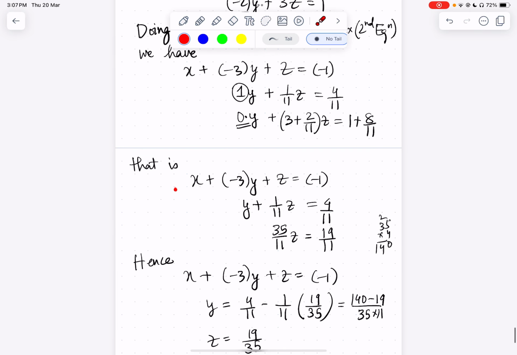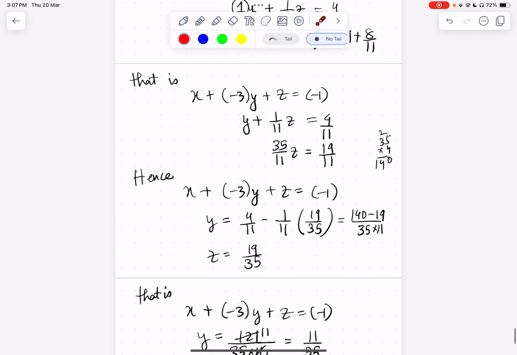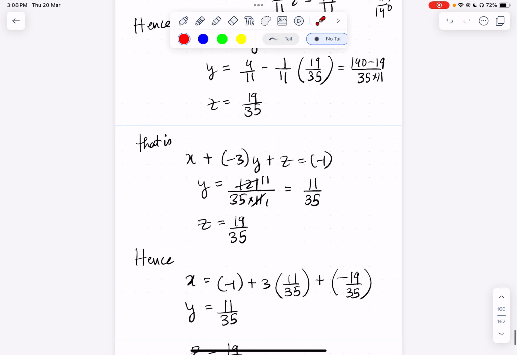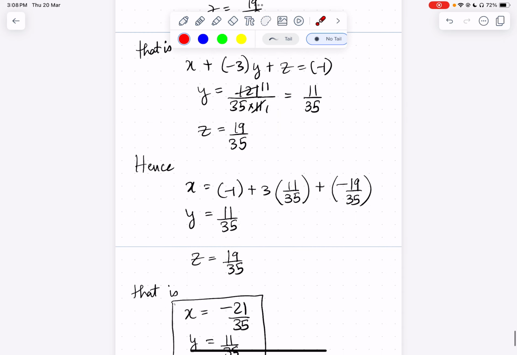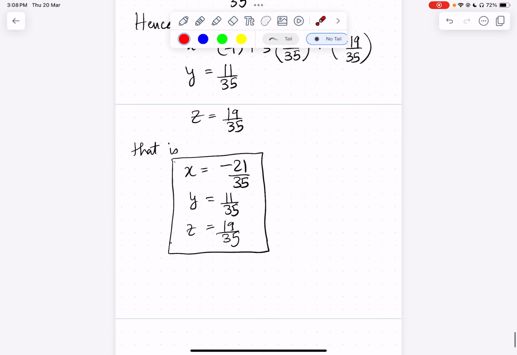So we got a system of this form. Now it is simple. From this system, from the last equation, we immediately get z, and from the second equation, we get y value, and from the first equation, substituting y and z values, we get x value. So we got y value, we got z value, hence x is minus 21 by 35, y is 11 by 35, and z is 19 by 35.